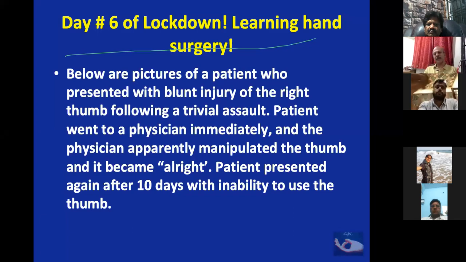Thumb reconstruction is quite elaborate. I'll try to make it as simple as possible so that we understand how we reconstruct the thumb. As you know, the thumb accounts for about 40% of the function of the entire hand. So if there has been a loss of the thumb, we need to reconstruct it. How are we going to reconstruct this thumb, and what are the methods by which this reconstruction can be done? This will be the last two lectures in this series.